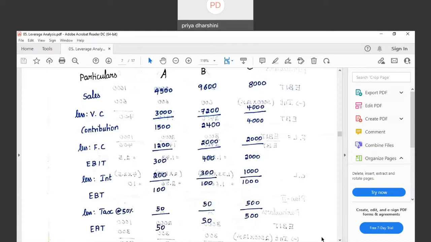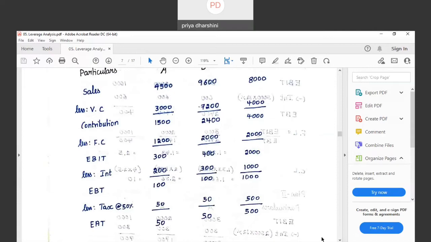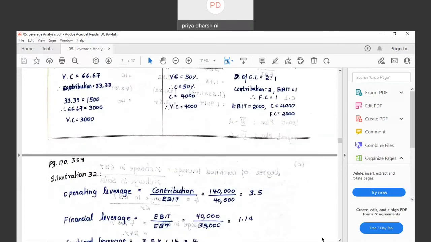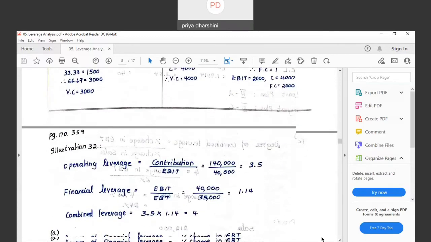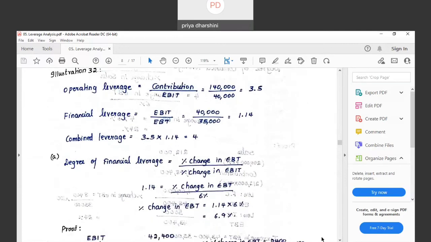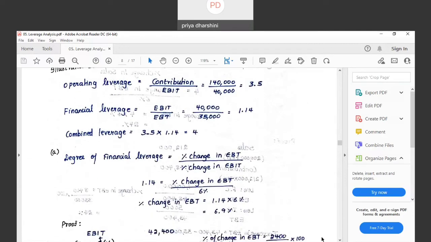Is this sum clear? Is this sum clear? Very good. Right. So now coming to the next sum. Here are the workings. I will share the notes in the group after the end of the class. Let me look into what sum is this.